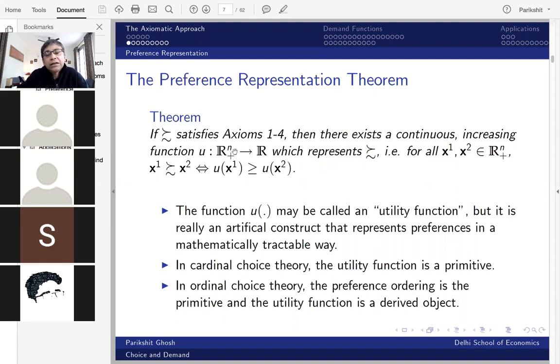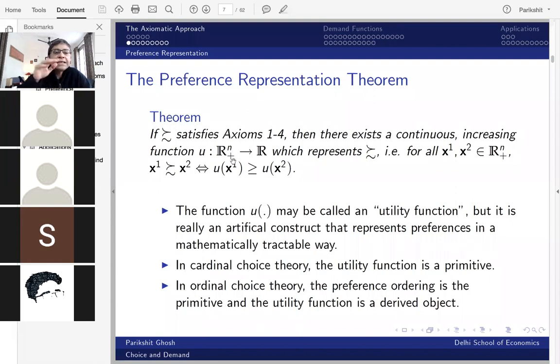Well, the thing is, in the old cardinal theory, choice theory, utility functions were assumed to exist. In this theory, what is assumed to exist is preference orderings. That's what is assumed to exist in the consumer's head. And this is telling us that, provided the preference ordering satisfies these properties, the 4 axioms, we can always think of or analyze the problem as if the consumer is maximizing some utility function, as if.